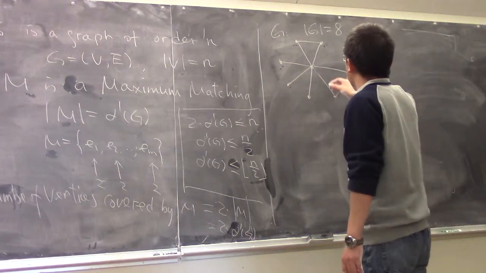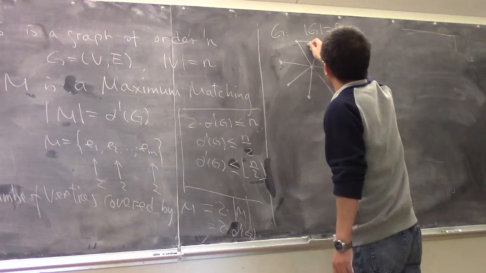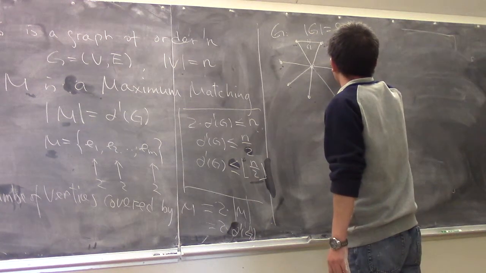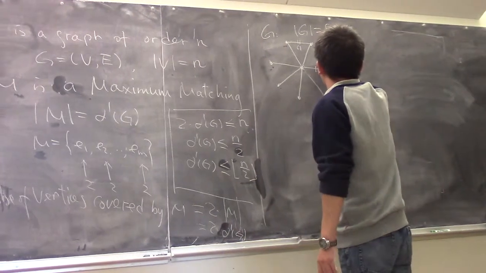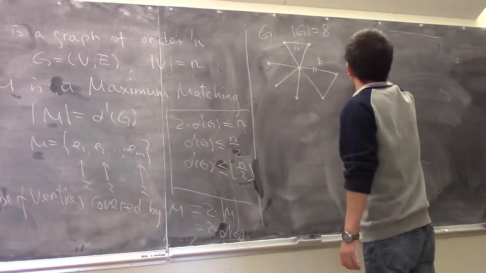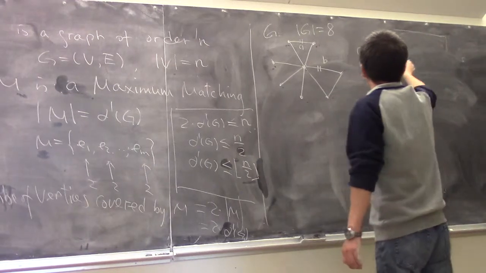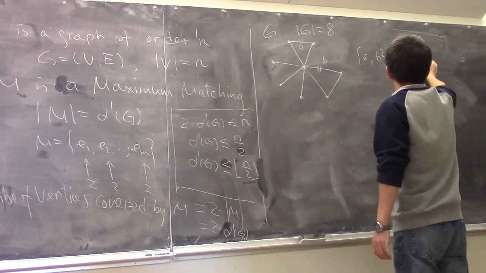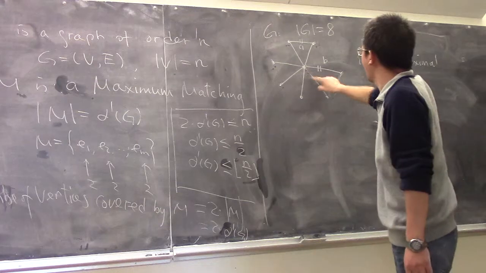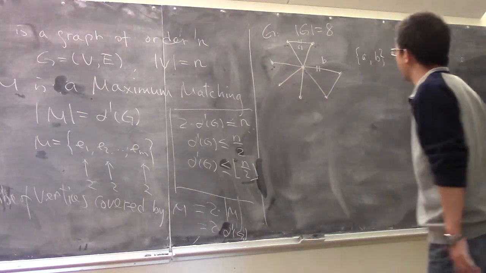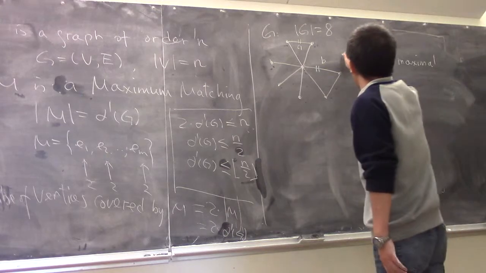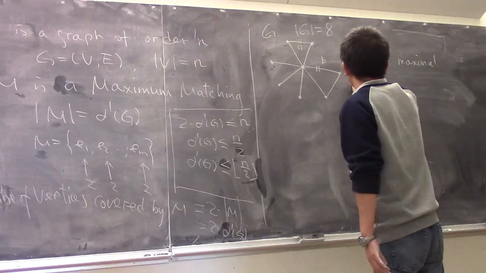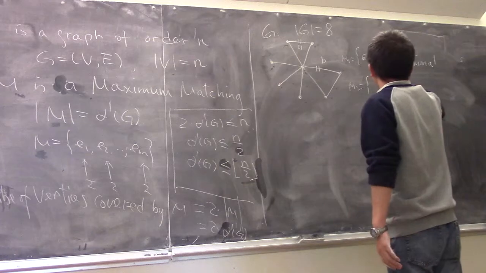If I look at this edge, if I denote this A and this B, AB is a maximal. I will not be able to add any more edge into this set to still keep it independent, right? So this is maximal. This is M1 and M2. I'm going to find another one.